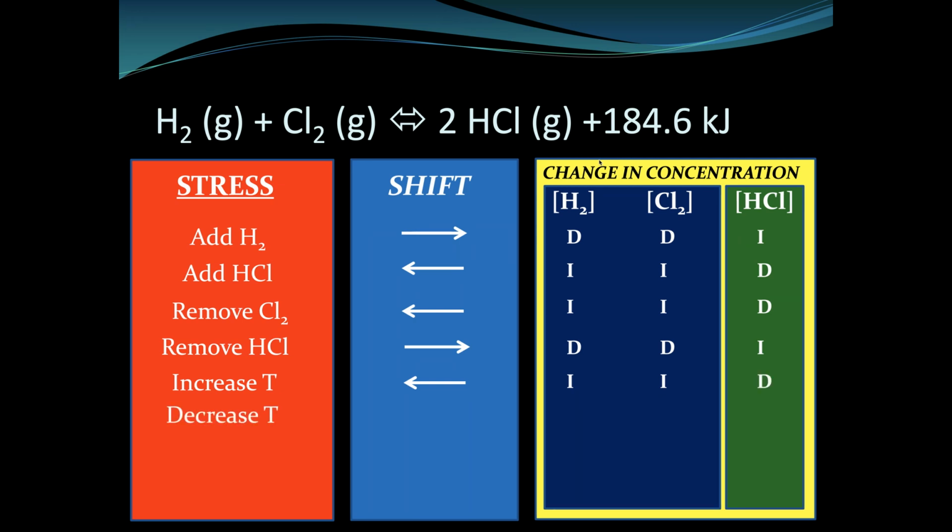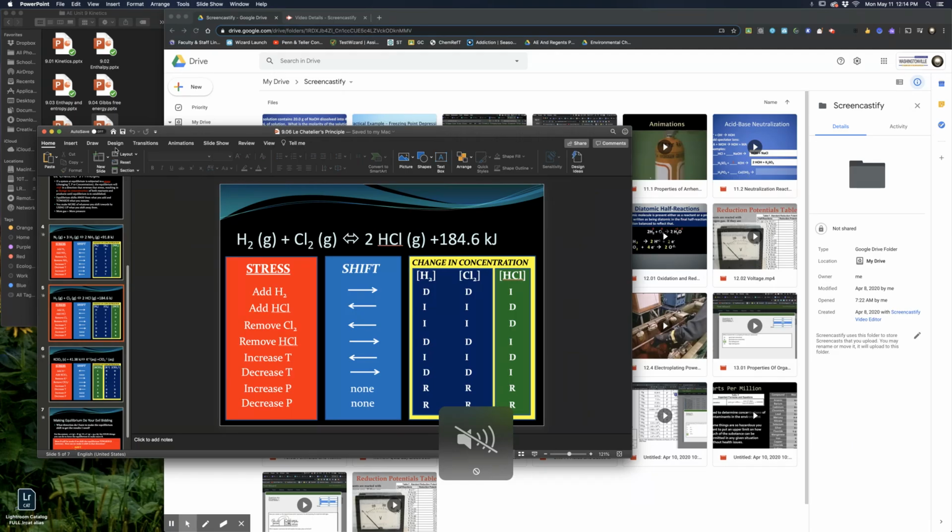If you decrease temperature, the reaction will shift in the exothermic direction, bringing the reactants down and the products up. If you increase the pressure, there's 1 mole of hydrogen and 1 mole of chlorine for a total of 2 moles of gas on the left side.